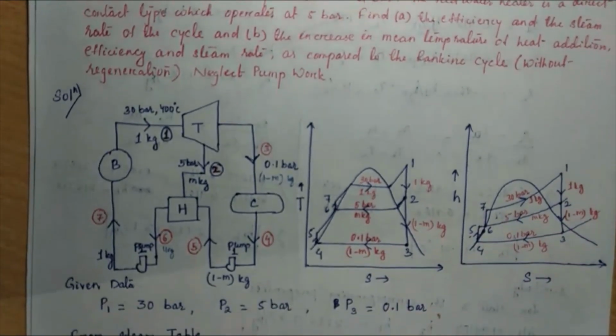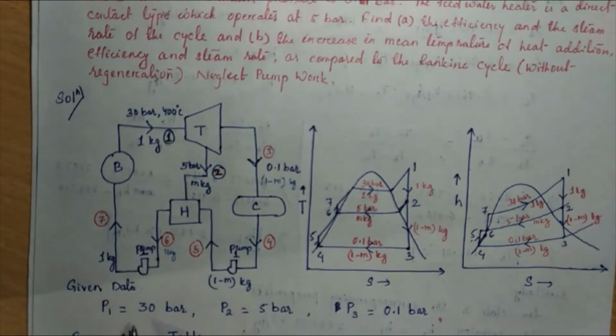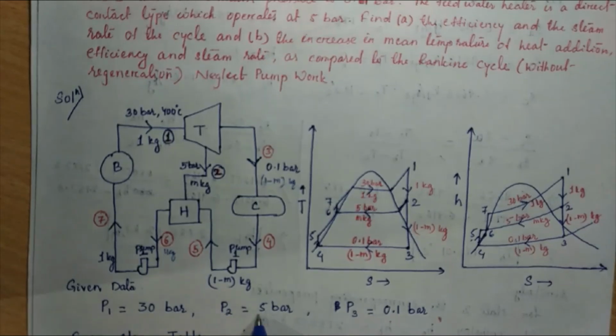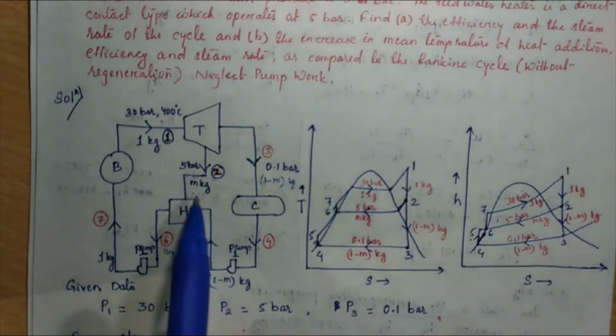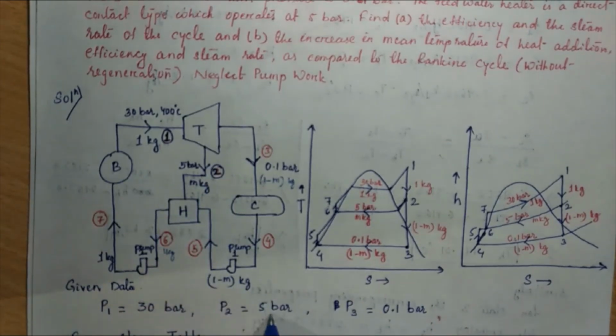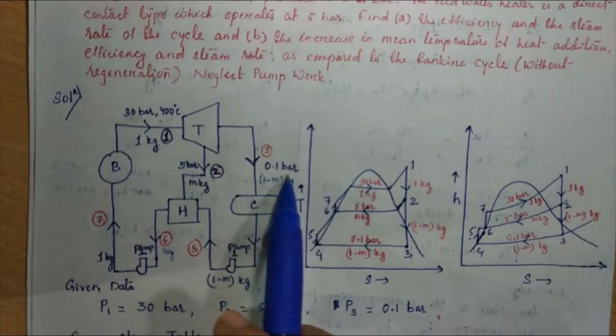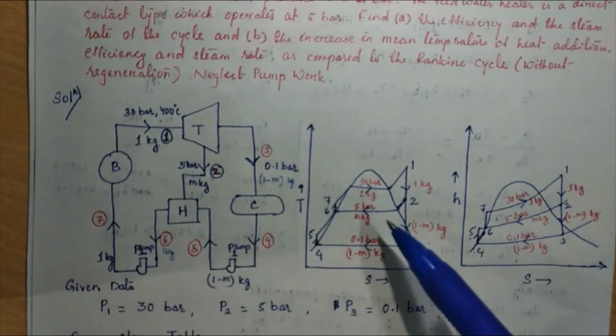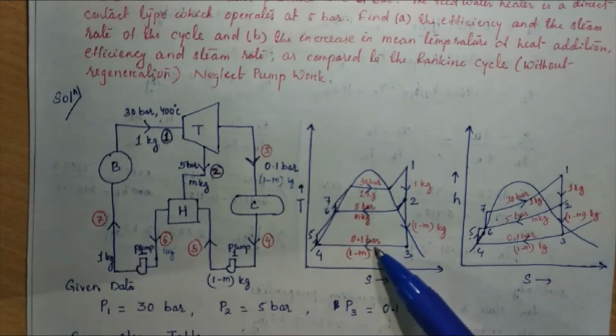According to the question, the data are: the initial pressure, where the heat addition will take place, that is 30 bar. The second pressure, at which the mass m kg is added to the heater, is 5 bar, and the exhaust pressure of the turbine is considered to be 0.1 bar. So these are considered here as P1, P2 and P3, right?